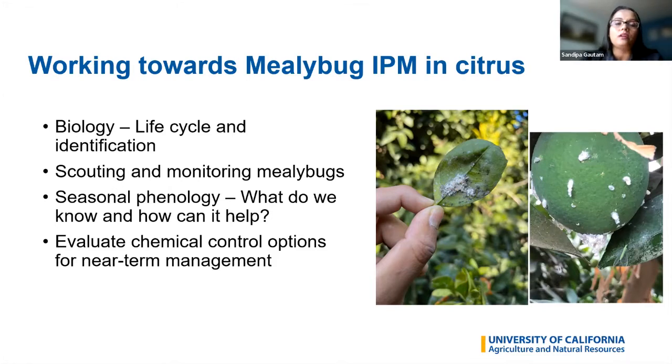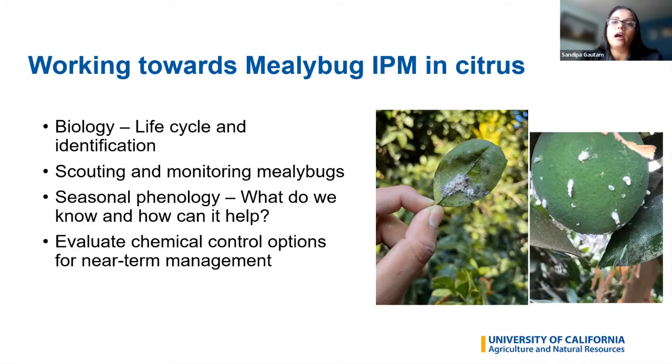So the big question there was, how do we manage them? And we started looking into how much we really know about mealybugs. The first step was the UC IPM guidelines. And the UC IPM guidelines, as you probably have checked, state that mealybugs are a pest that's usually kept in check with natural enemies. Now we know that that's not the case. So we started with what information we need and how much we know about the mealybugs so that we can start working towards building integrated pest management for mealybug in citrus.